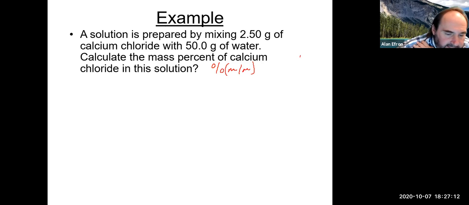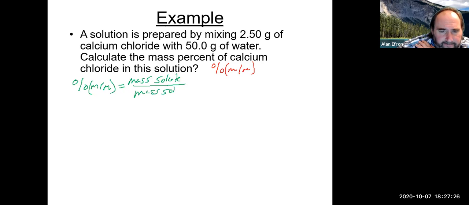Okay, so let's take a look here. We're trying to determine the percent mass to mass, which means we need the mass of the solute divided by the mass of the solution times 100%. When we're mixing this together, we're taking 2.5 grams of calcium chloride. That is much smaller than 50, so our calcium chloride here is our solute. The water here is only our solvent.